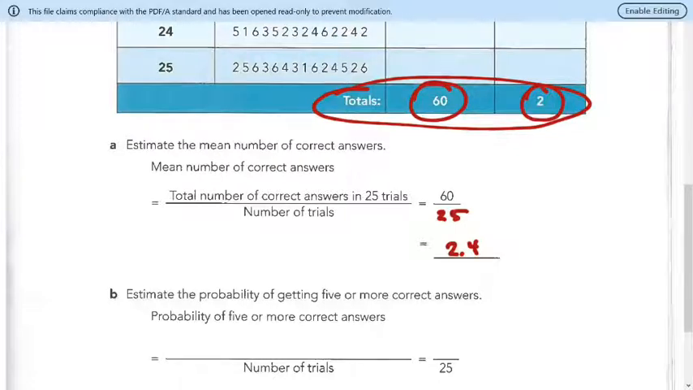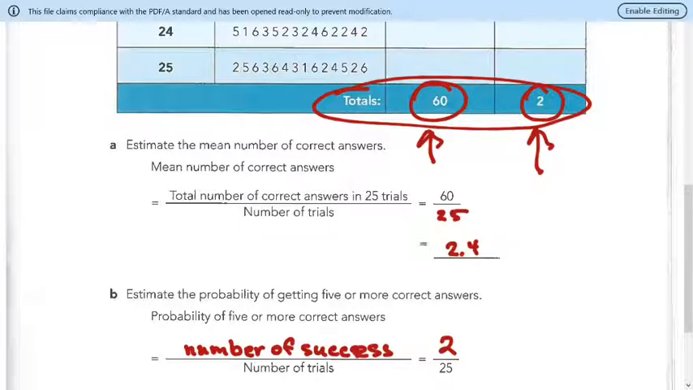Okay. Then the second question is estimate the probability of 5 or more correct answers. So that's the number of successes over the total number of trials. How many times did he successfully get it? 2 out of the 25. So just 2 out of the 25 were the correct ones, right? So this gives you the probability.